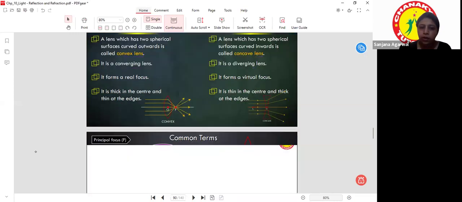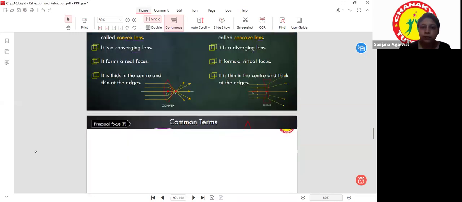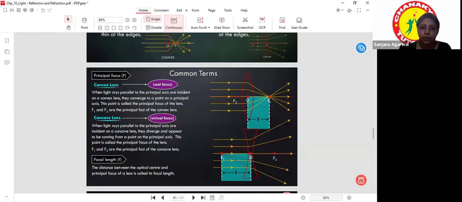Now, again, the common terms will be used in lenses also. So it is very easy to understand if you have understood the concept of mirrors. When rays of light parallel to the principal axis are incident on a convex lens, they converge to a point on the principal axis. This point is called the principal focus. If we look at the two surfaces, we get two foci, F1 and F2. But this one is known as the real focus, where the image actually converges.